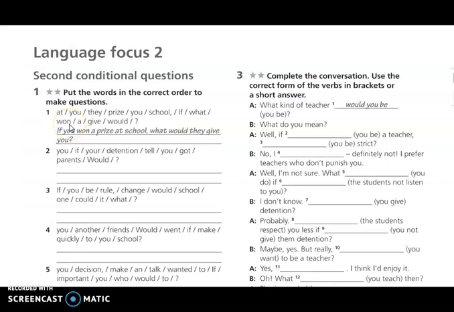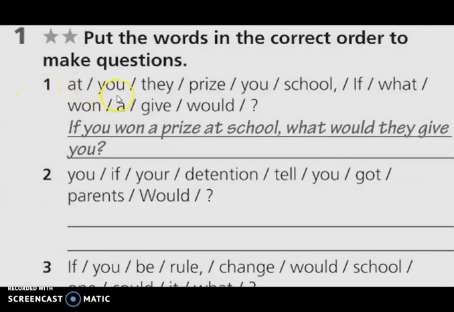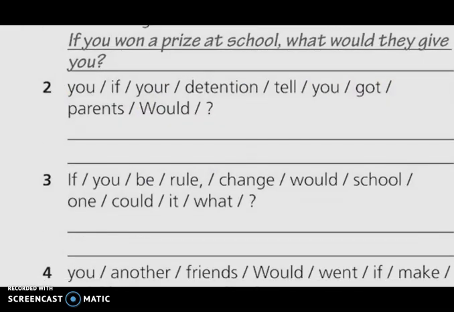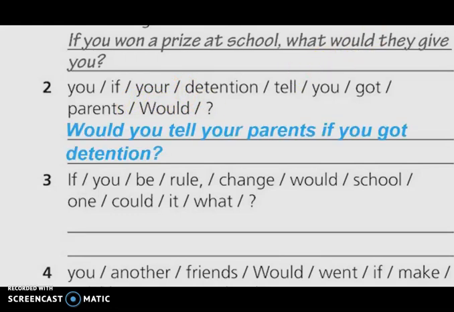Now please move to your workbook, page 70. We have the first question. We have to put the words in correct order to make questions. Here we have the example: at, you, they, prize, you, school, comma, if, what, won. So we have to order the questions. If you won a prize at school, what would they give you? Next one. Here we have would, so you have to start with would because it's in capital letters. So, would you tell your parents if you got detention?